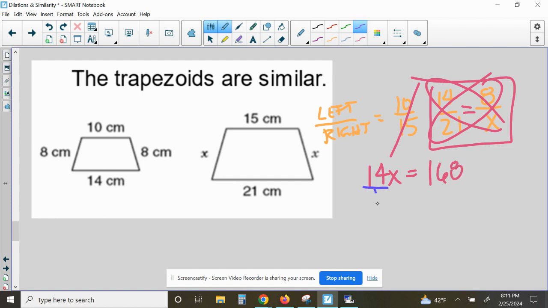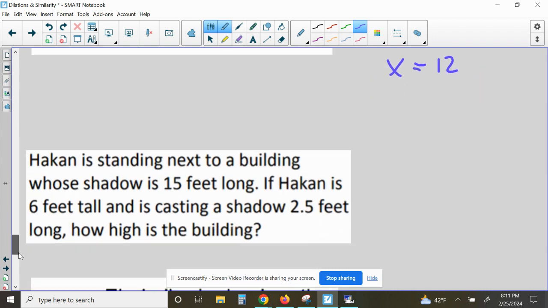And I got to divide both sides by 14. 168 divided by 14 is 12. So I've got X equals 12. See if that makes sense in my picture. Looks pretty good because I have this 14 and 10 and the smallest side are this, and I got this 21 and 15 and my smallest side is 12. So that looks fabulous.